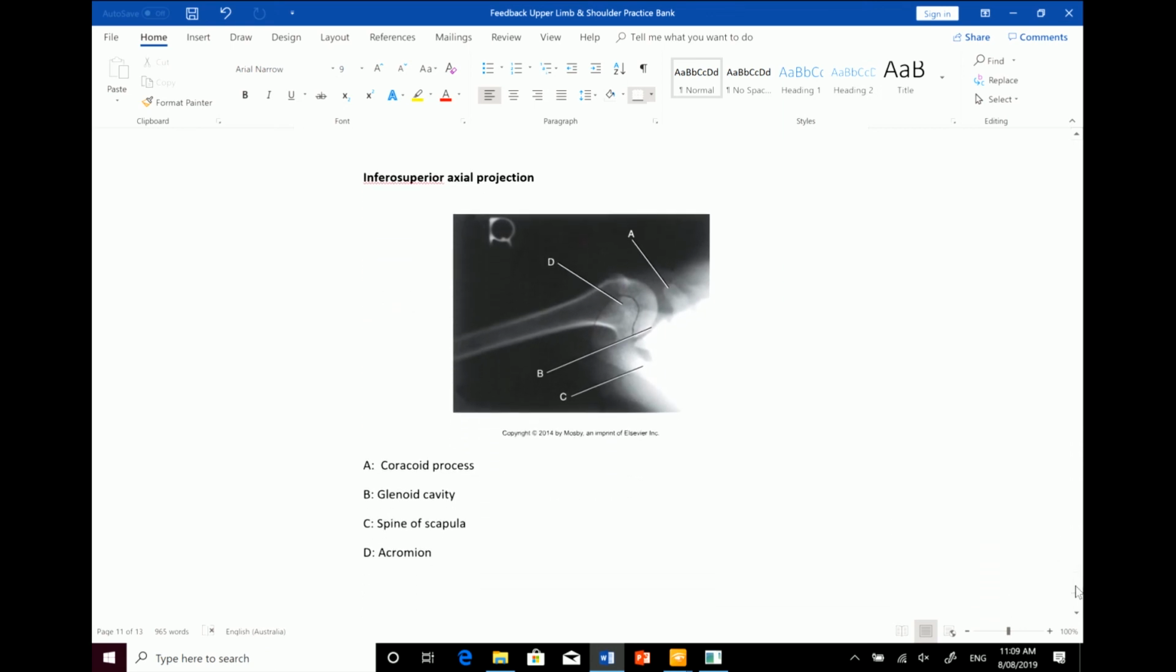Now looking at the inferior superior axial projection, where A would be our coracoid process, B is the glenoid cavity, C is the spine of the scapula, and D is the acromion. So it's useful if you want to look at any dislocations.